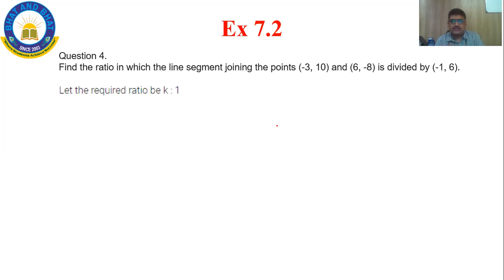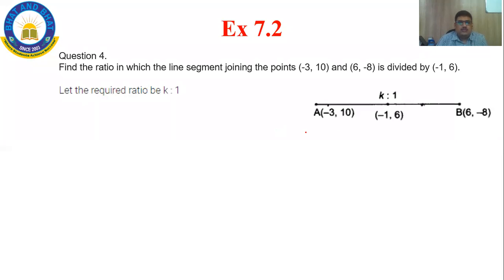So I have told you this yesterday in the session that we will consider it as k is to 1. That is absolutely right, Mridula, what you have written. So with this, I will draw this diagram. As I said, visualization will be very, very simple with the diagram. So minus 3 comma 10 I have taken as it is. B is 6 comma minus 8. I have been given the point of division, that is minus 1 comma 6.